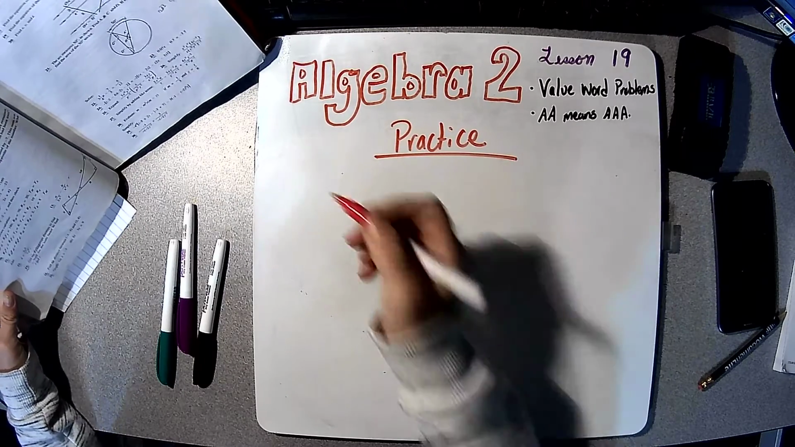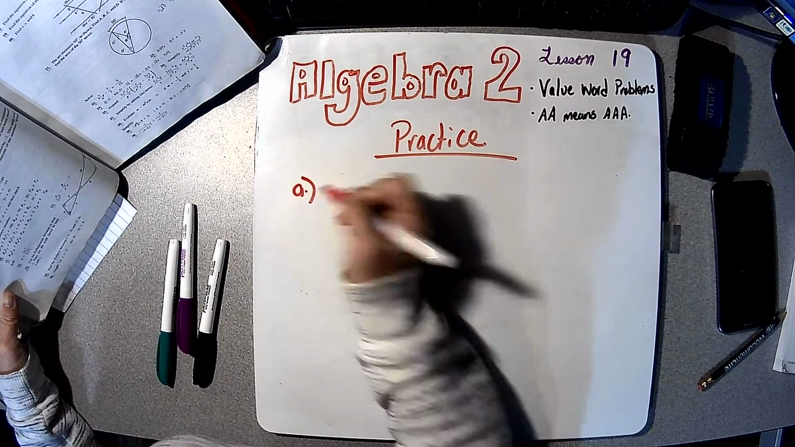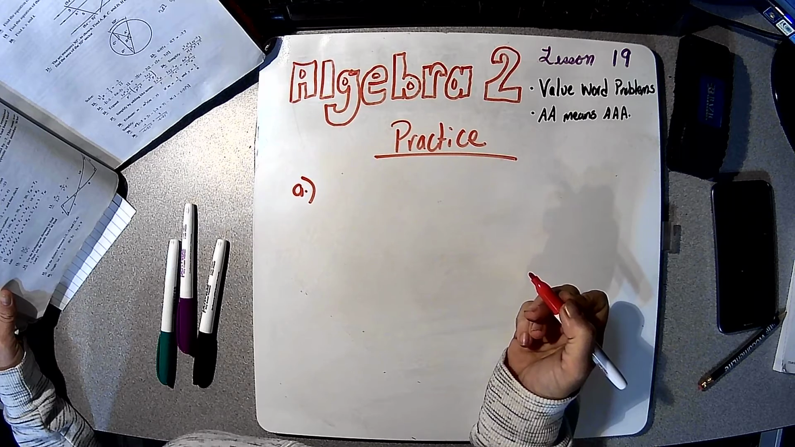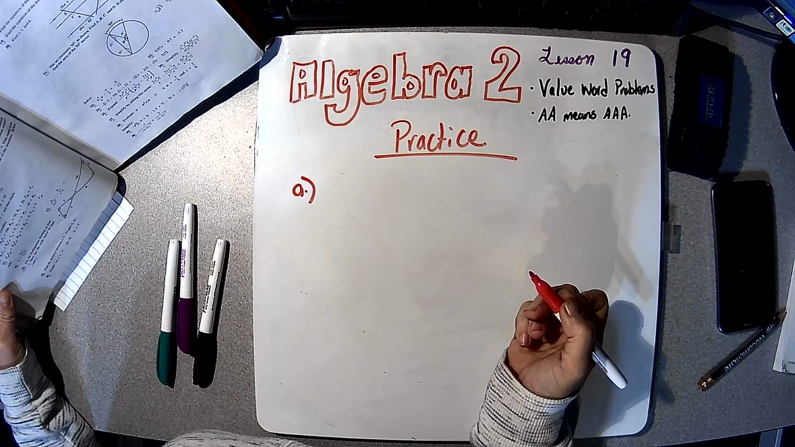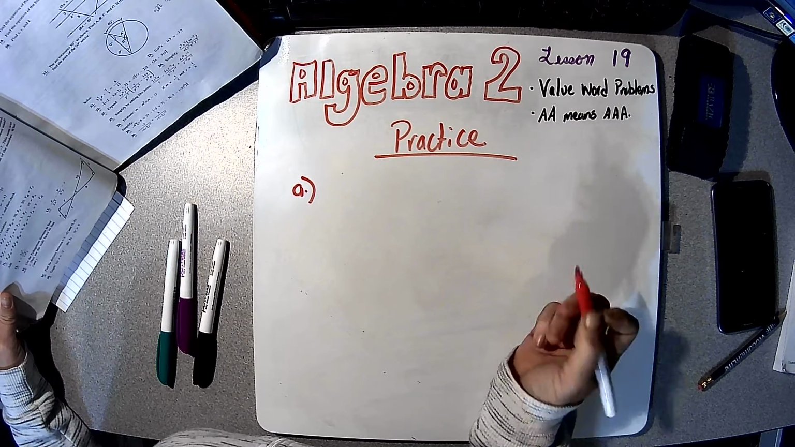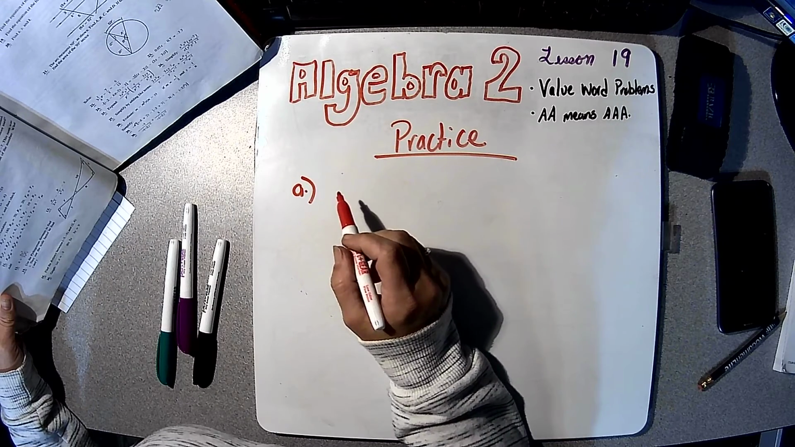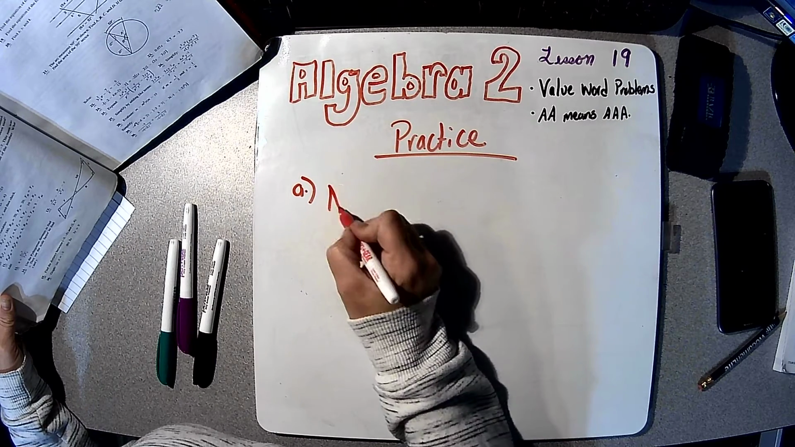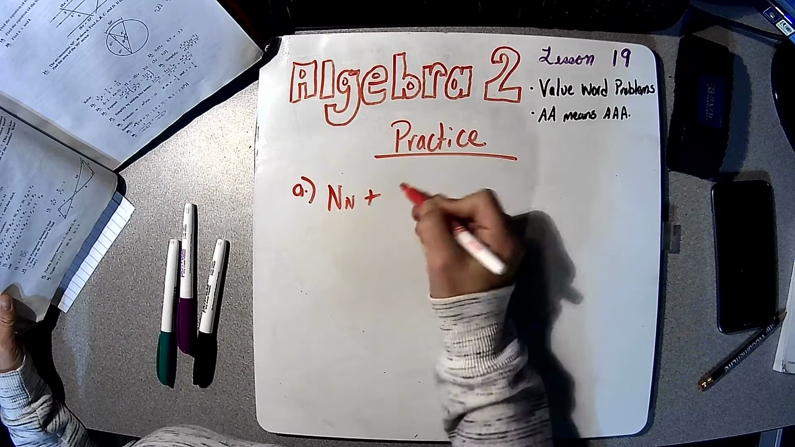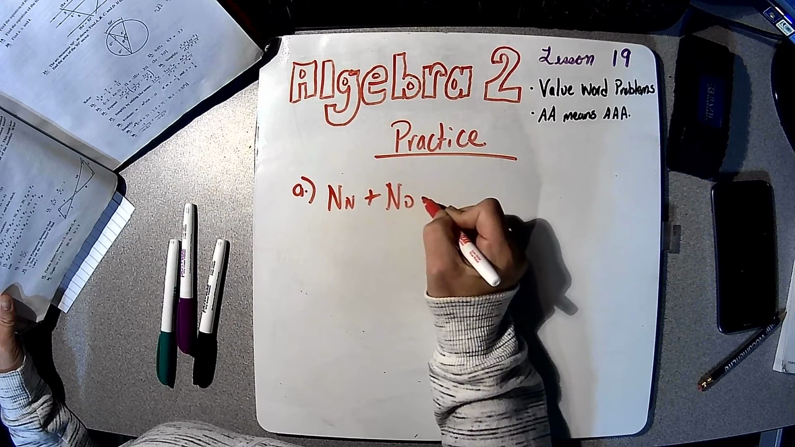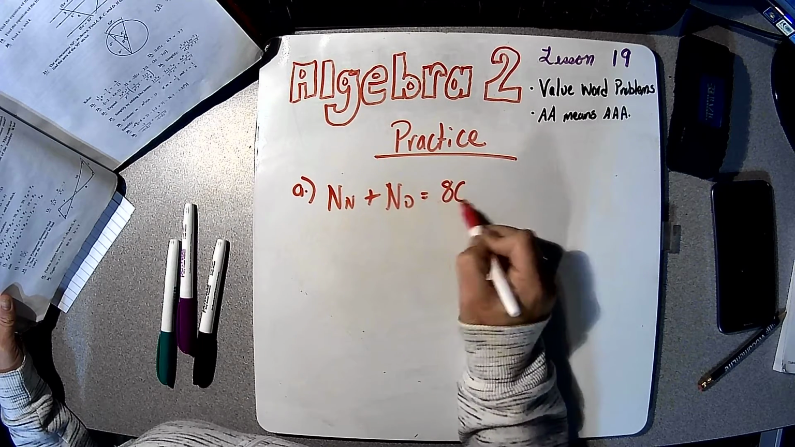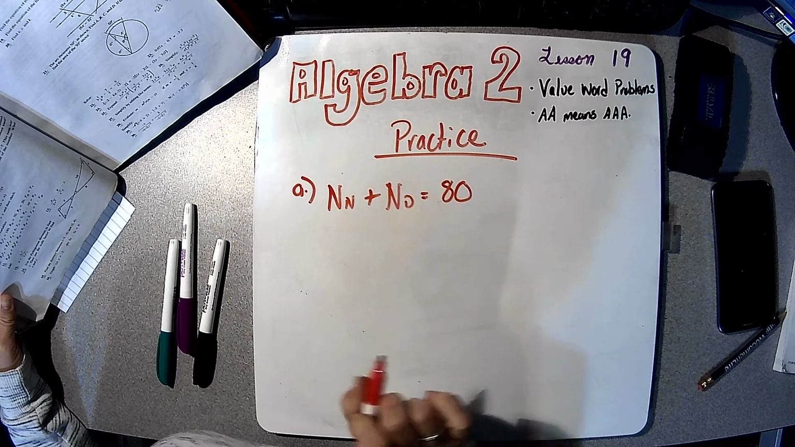Okay, so we're going to start with A. And A says, Florence had 80 nickels and dimes whose value is $6.50. How many of each kind of coin did she have? Okay, so we're going to say 80 nickels and dimes. So the number of nickels plus the number of dimes is going to be equal to 80. That's the total amount that she had, the total number.